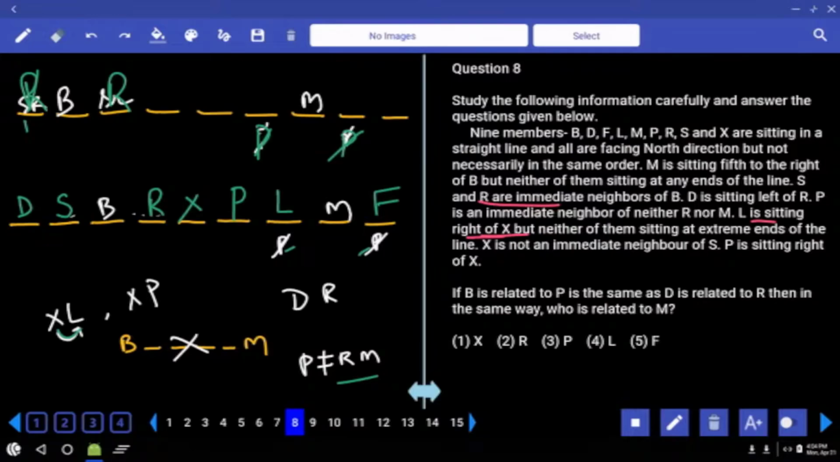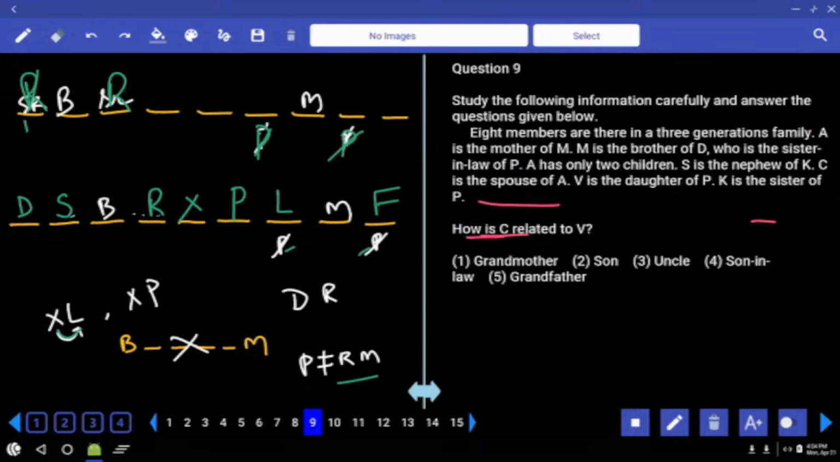Then next one, question number 9. From 9 onwards it comes under the blood relations. How many questions were there? 3 questions: 9, 10 and 11. Now first are the second priority. And definitely under the first priority, 9 to 11.